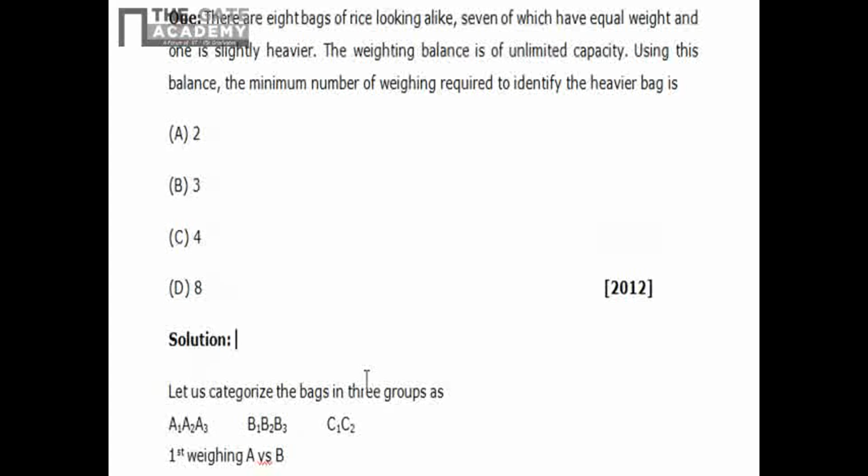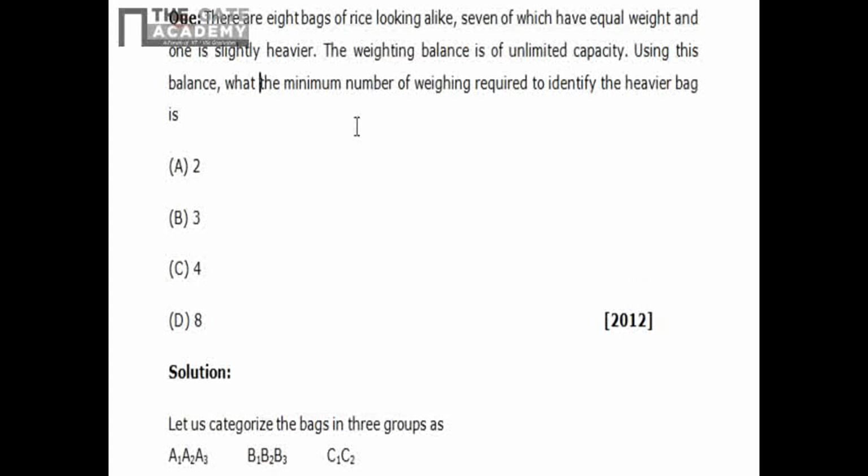Now we'll see the next question. This question came in the same year, 2012. It is a type of riddle. There are 8 bags of rice looking alike, 7 of which have equal weight and one is slightly heavier. The weighing balance is of unlimited capacity. Using this balance, what is the minimum number of weighings required to identify the heavier bag? That means we have to find out the number of attempts in which we can identify the heavier bag.